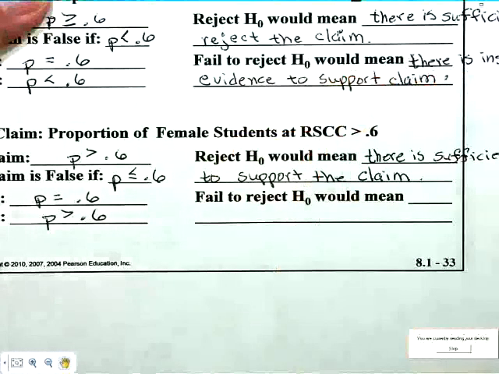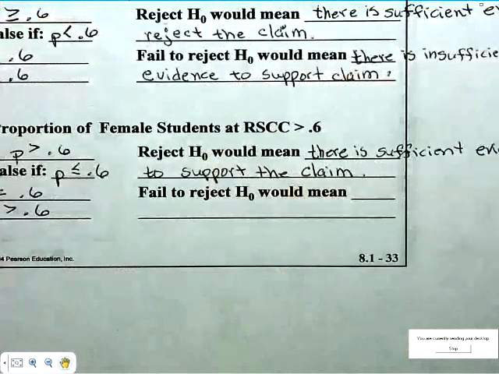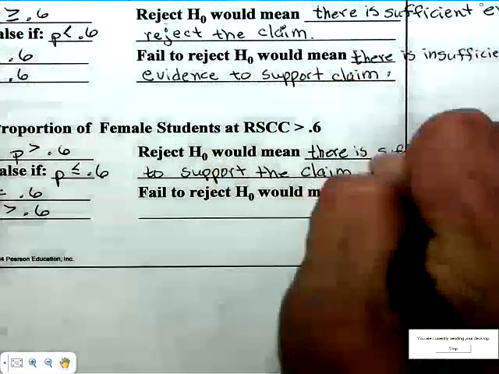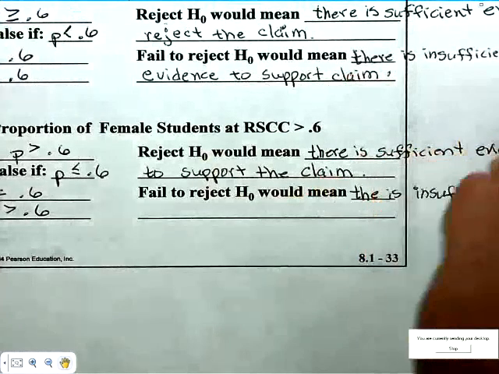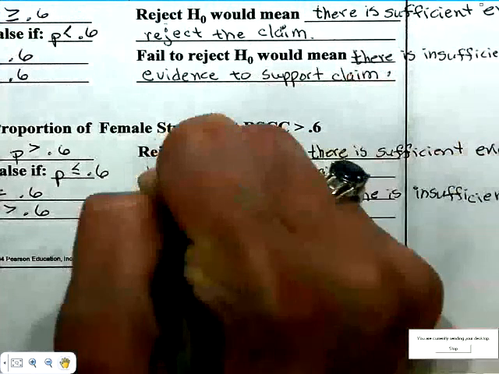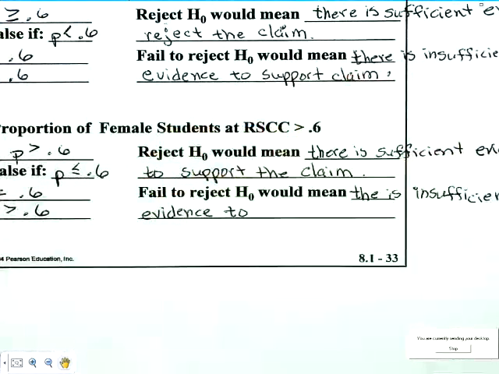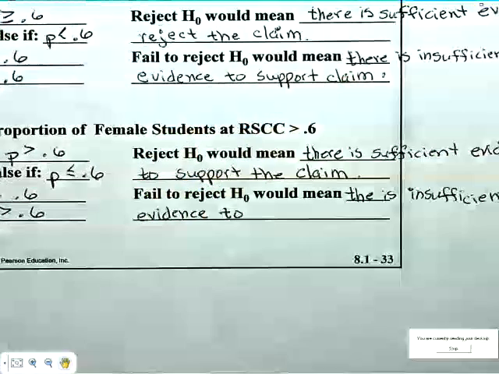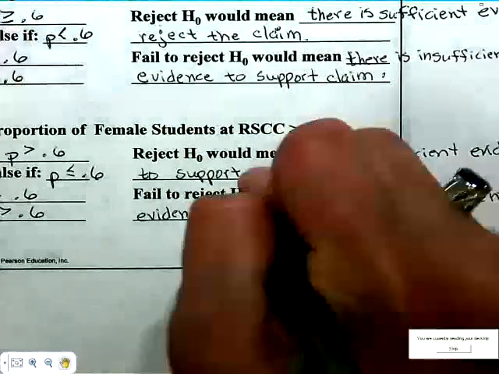And if we fail to reject the null hypothesis, what does that always mean? Yep. There is insufficient evidence or not enough evidence. You could say to support the claim or to reject the claim, but if you're talking to the person who's making the claim, you say there's not enough evidence to support your claim.